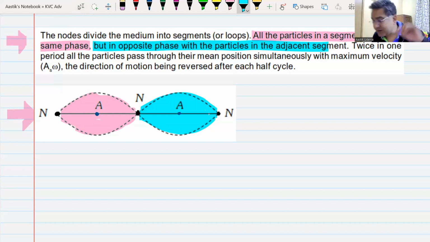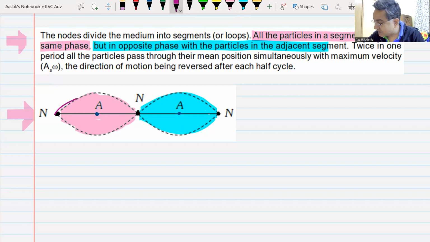Now, normally these stationary waves are represented in this fashion. What it actually means is, this is basically a snapshot of the wave taken at two instants. What are those two instants?